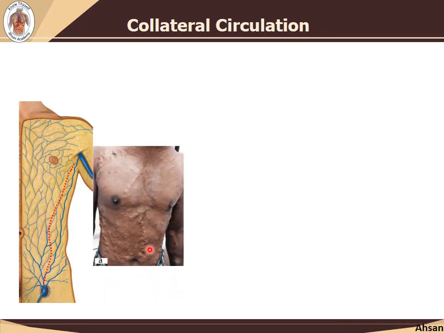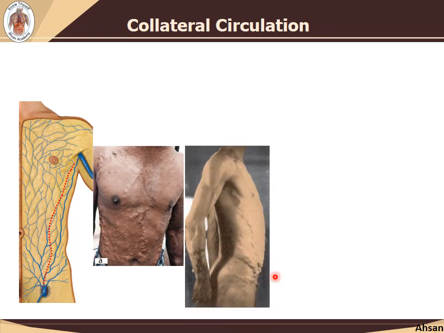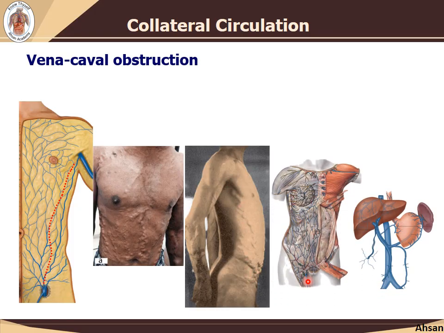Here you can see the lateral veins are very, very engorged. So there is vena cava obstruction. You can see the lateral vein going to the axilla. So this is because of the vena cava obstruction.